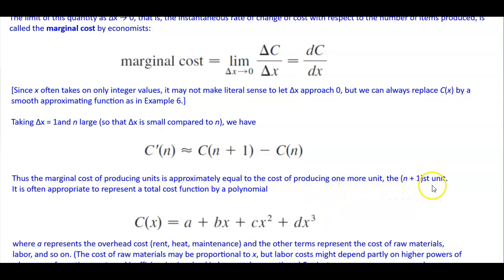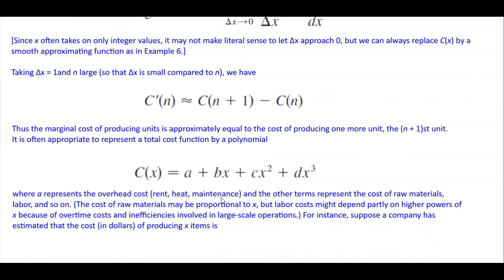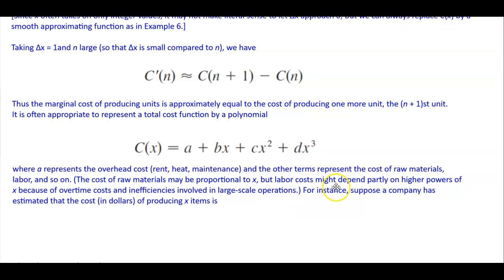the n plus 1 first unit. It is often appropriate to represent a total cost function by a polynomial. In this polynomial, we can say C of X is equal to A plus BX plus CX squared plus DX cubed, where A represents the overhead cost, which is the rent, heat, maintenance, and other terms represent the cost of raw materials, labor, and so on. The cost of raw materials may be proportional to X, but labor costs might depend partly on higher powers of X because of overtime costs and inefficiencies involved in larger scale operations.